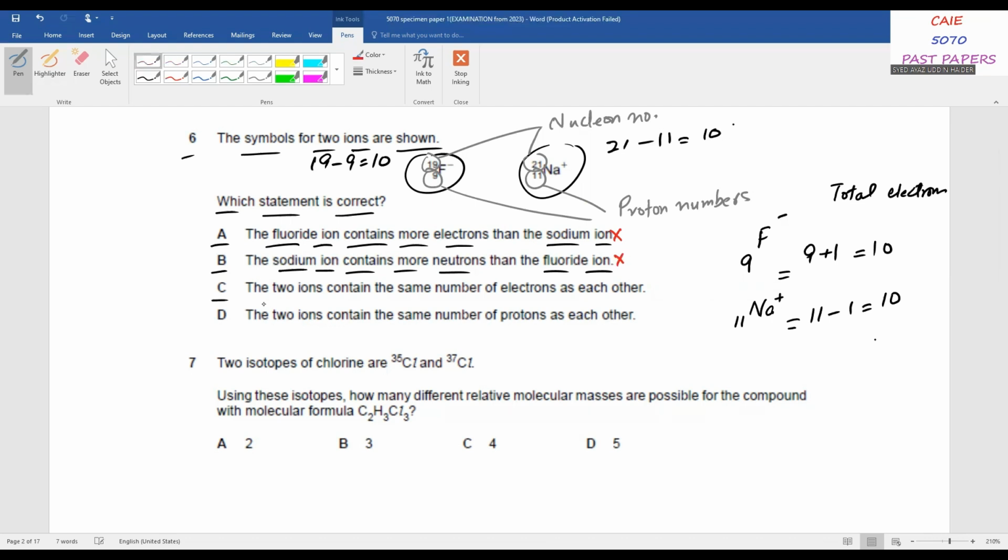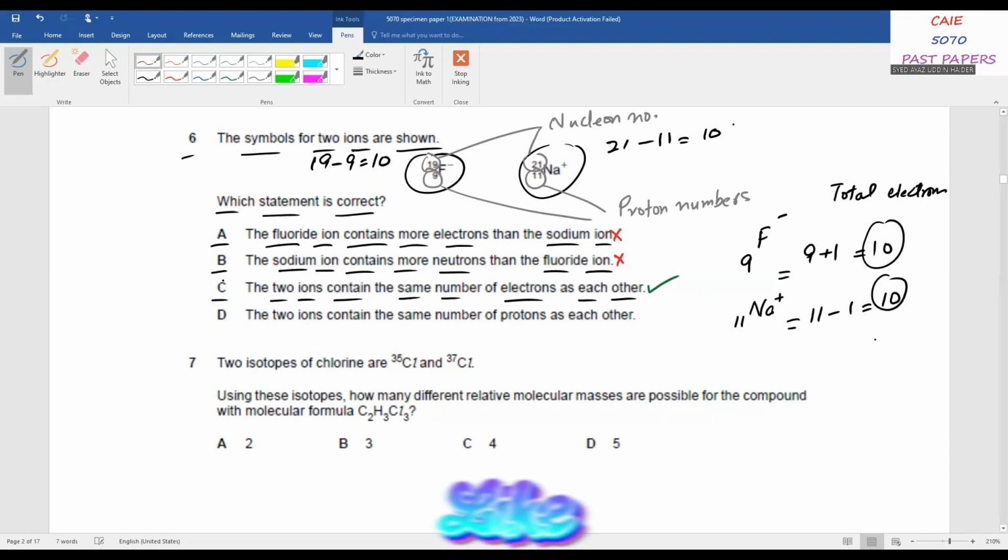Let's move on. C. The two ions contain the same number of electrons as each other. I have already calculated the electrons. Both are having 10 electrons. So this must be the right statement. So the correct answer for this question will be C.